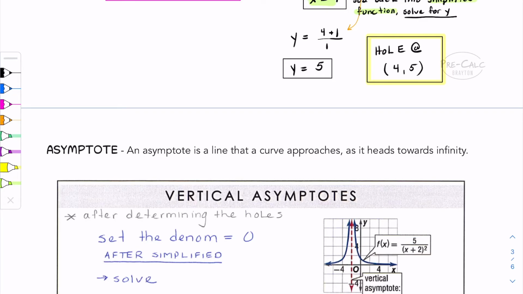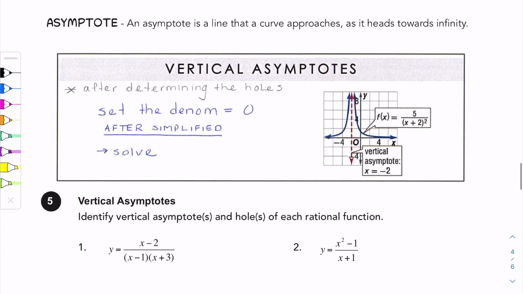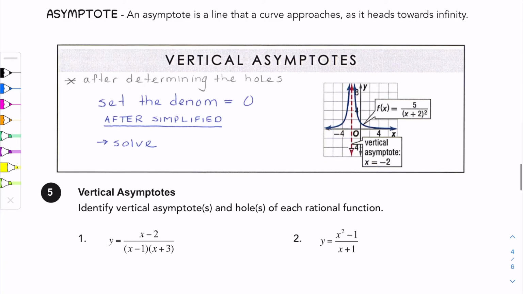Next, we're going to talk about asymptotes, and we're actually just going to do vertical and horizontal just to kind of shorten this lesson up a little bit. And then tomorrow we'll do a short little clip on the last one, which is oblique asymptotes. So vertical asymptotes are a line that a curve approaches as it heads towards infinity.